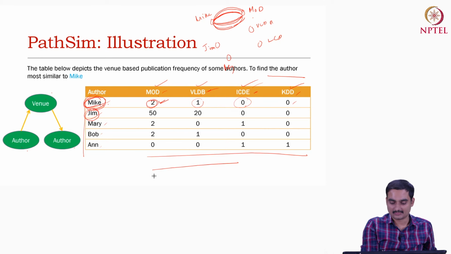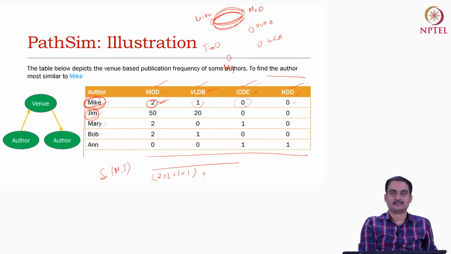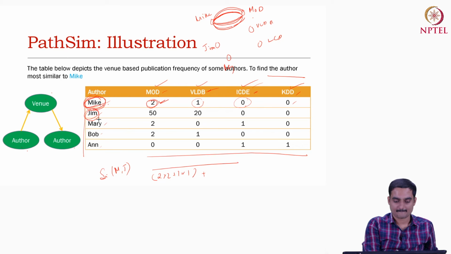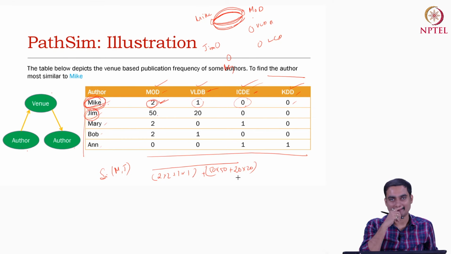So we got the denominator for Mike: 2 times 2 plus 1 times 1. Now, we are interested in the similarity between Mike and Jim. What about Jim? 50 times 50 plus 20 times 20. This is the denominator.